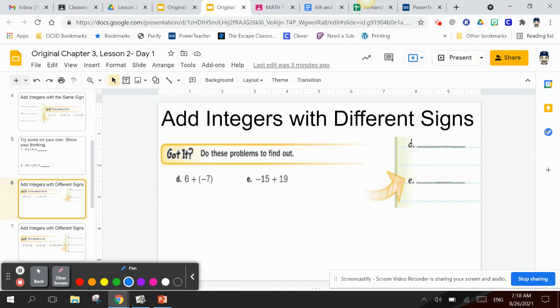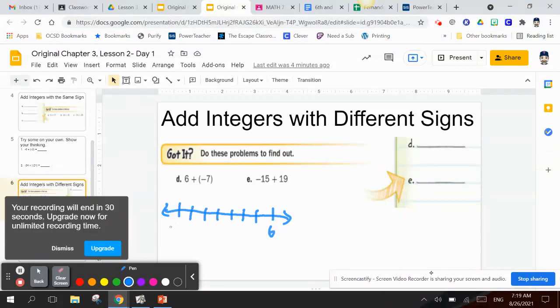So, adding integers with different signs. Do these problems. So when I look at these, I think about a number line. Here's my number line. Here's 6. Now I'm going to add a -7, which means I'm going to take 7 steps backwards. So 1, 2, 3, 4, 5, 6, 7. Okay, so if we go backwards, count. This is 5, 4, 3, 2, 1, 0, and -1.